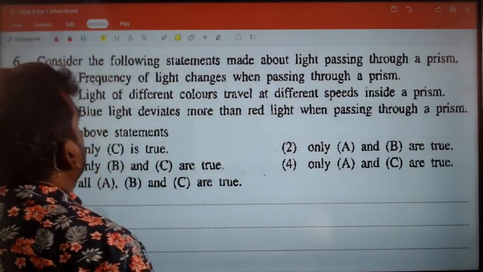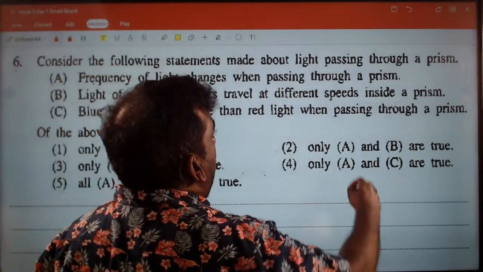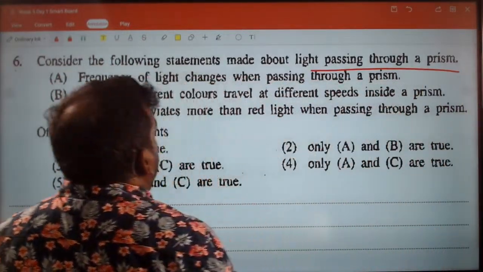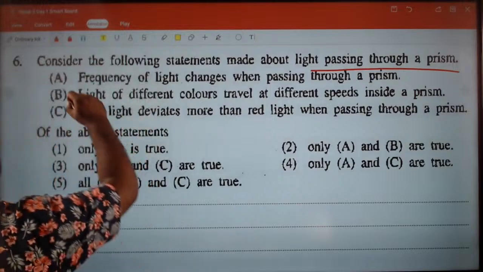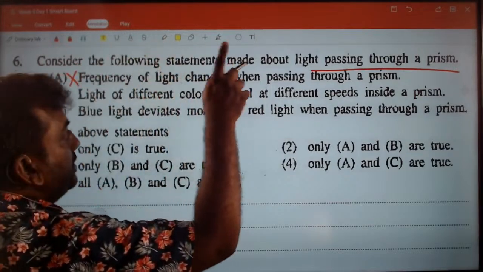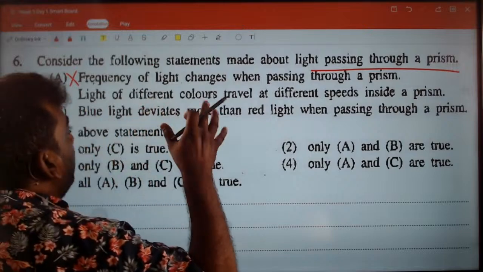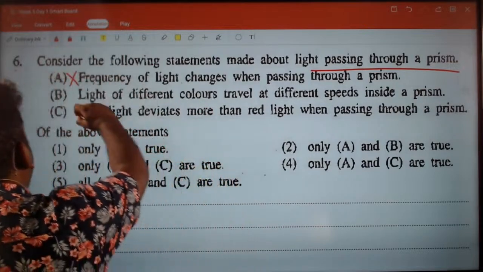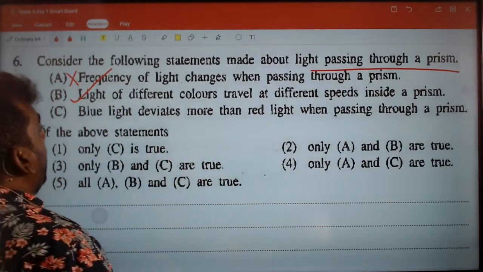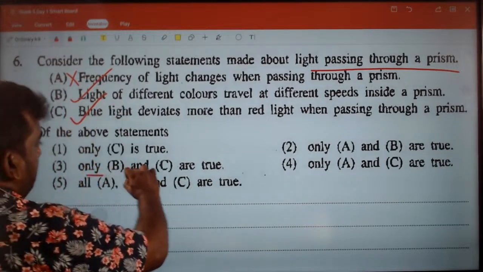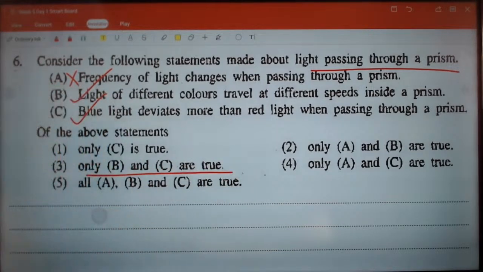Consider the following statements made about light passing through a prism. Frequency of the light changes in passing through the prism. Wrong. From medium to medium, frequency won't change, but wavelength and velocity will change. Light of different colors travel at different speeds inside the prism. Correct. Blue light deviates more than red light when passing through. Correct. B and C correct.